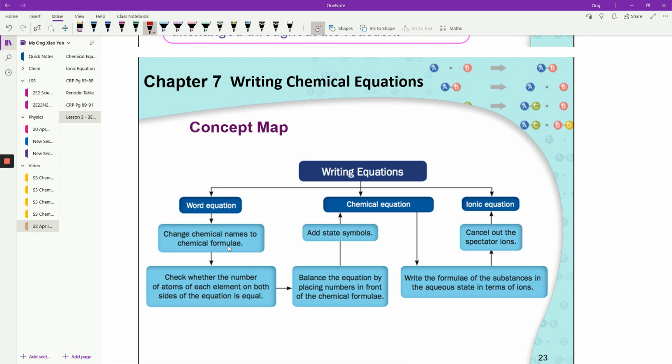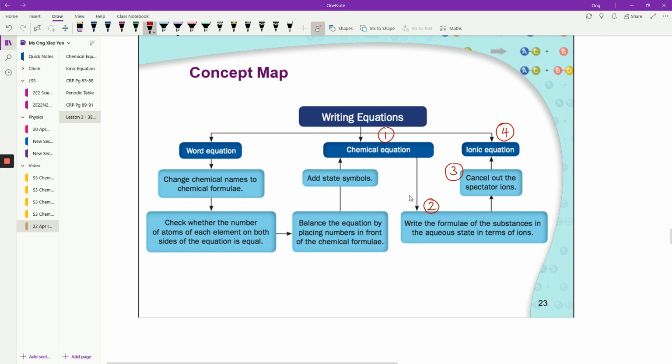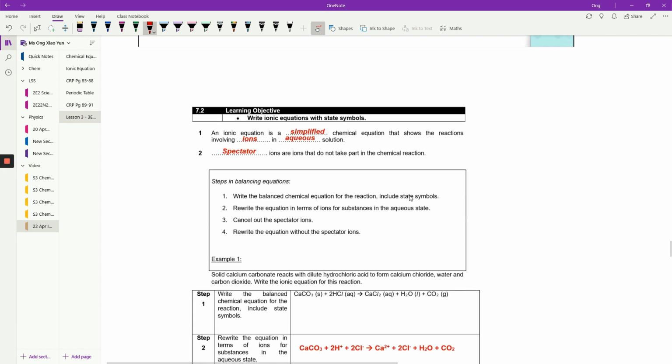So let's run through the steps. Just now, the first part is to write the chemical equation. Then, to write the chemical formula of all the ions. And then cancel out all the spectators. And there you have an ionic equation. So this is how chemical equation is related to ionic equation.